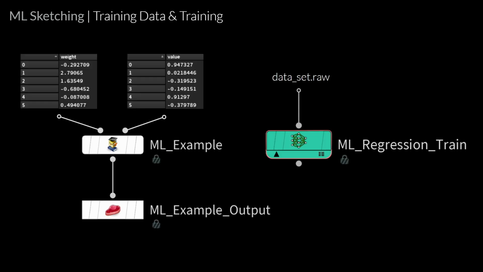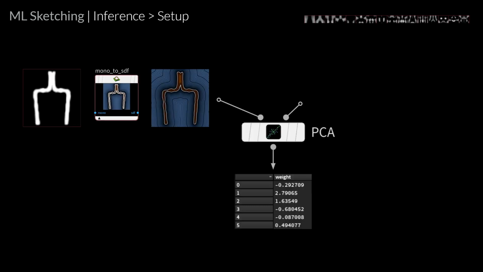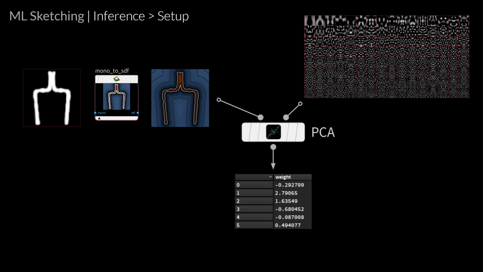We again use the ML example node and the ML example output node to store our data pairs on disk, and then we can take the dataset raw file and put it through the ML regression train. This was basically done on the default settings. And after about 1 or 2 minutes of training on those 10,000 examples, you have a model that can pretty much predict bottle shapes, because you're just mapping a few numbers back and forth and not learning real geometry.